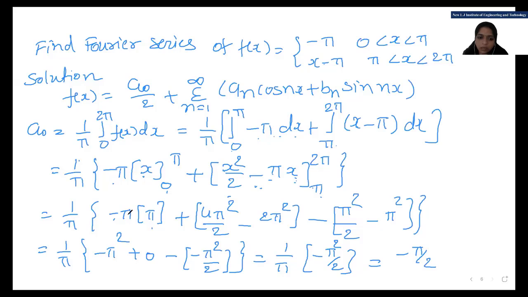Students, again minus pi into pi, that is minus pi square, second term will be 0, and for the last term my answer will be minus pi square by 2, but this minus plus, so minus pi square plus pi square by 2, so my answer is minus pi square by 2, 1 pi will be cancelled, so the final answer is minus pi by 2. So the value of a0 for the given question is minus pi by 2.